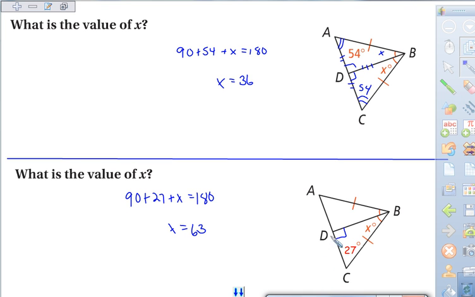Again, by theorem 4-5, we get a perpendicular angle. So by triangle sum, our missing angle has to be 63 degrees. This concludes my lesson.